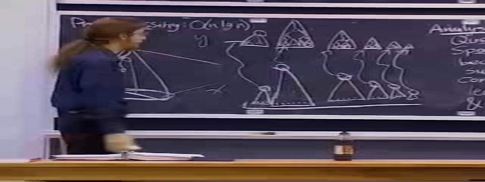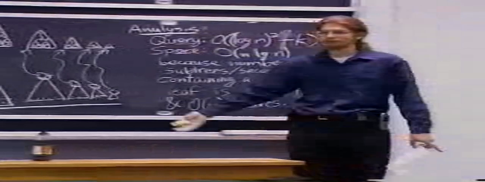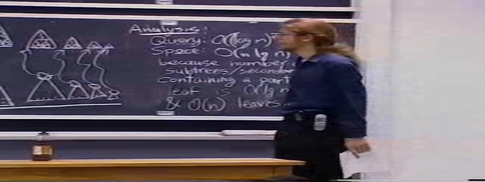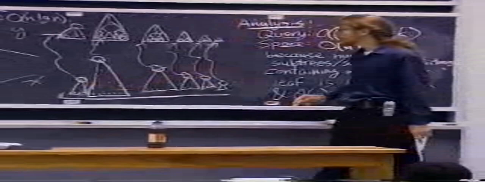I haven't described exactly how to build this structure, but you build the initial 1D range tree. That just involves sorting and throwing them into a tree. That's n log n. Then you have to build all these auxiliary structures, but basically it takes time proportional to how much space you use. So it's not too costly.